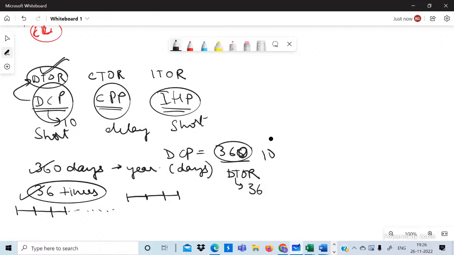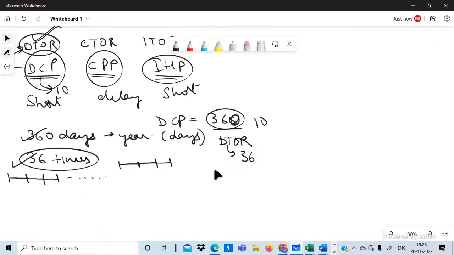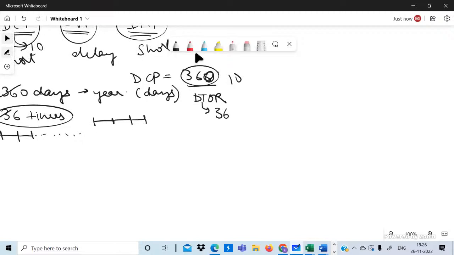Now the question is, how do you calculate debtors turnover ratio? Anyone? So now we know how to calculate debtors collection period, which is 360 or 365 upon debtors turnover. Now how do you calculate debtors turnover ratio? Anyone from the batch? How do you calculate debtors turnover ratio?